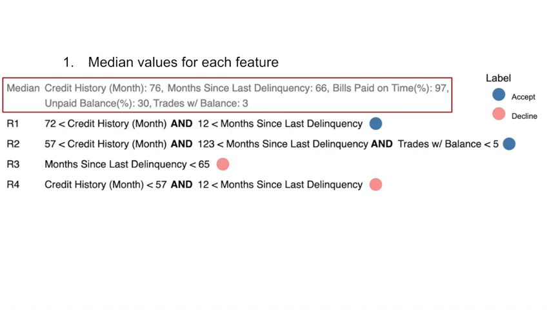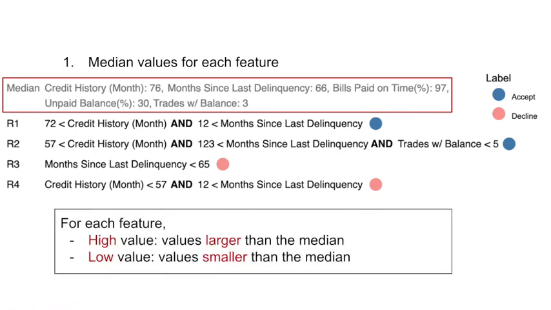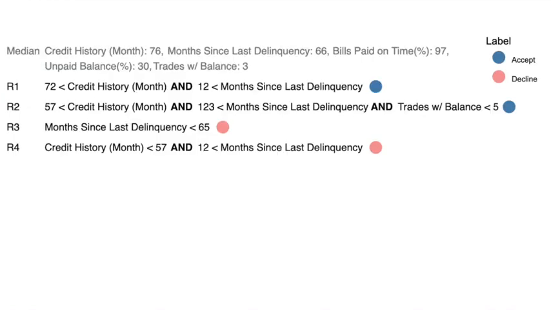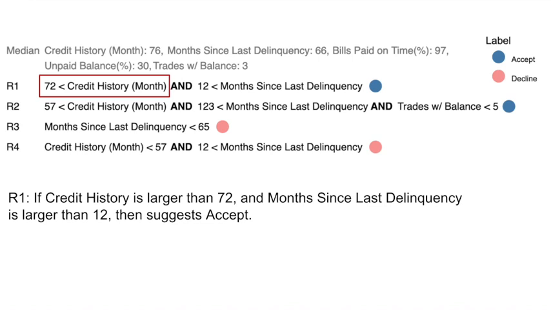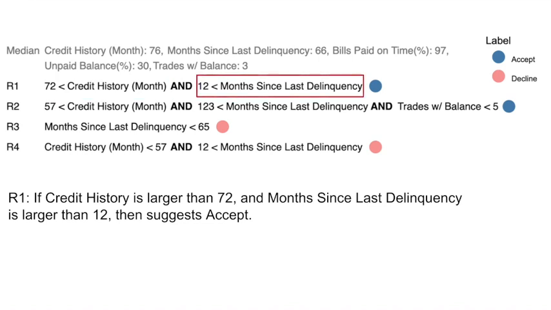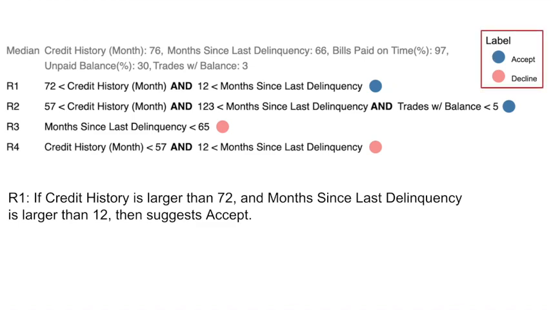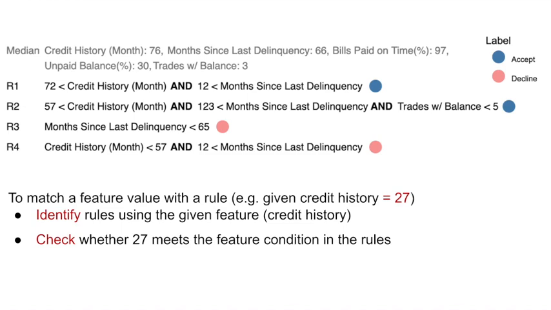If you are not familiar with median, don't worry, just think of it as a kind of average value. Generally, we think a feature value is high if it is larger than the median of this feature. And if a feature of an application has a value smaller than median, we think this application has a low value of this feature. In this diagram, we have four rules, R1, R2, R3, and R4. Each line is a rule. And when an application comes, if its credit card is larger than 72, and months since last delinquency is larger than 12, then it matches rule R1, which suggests accept. As demonstrated, the color of each circle represents different labels, or suggestions in this credit card example.